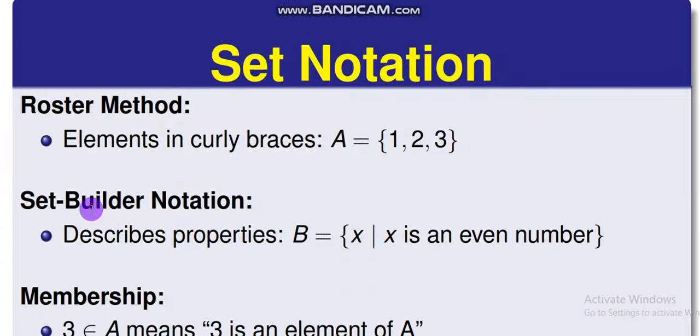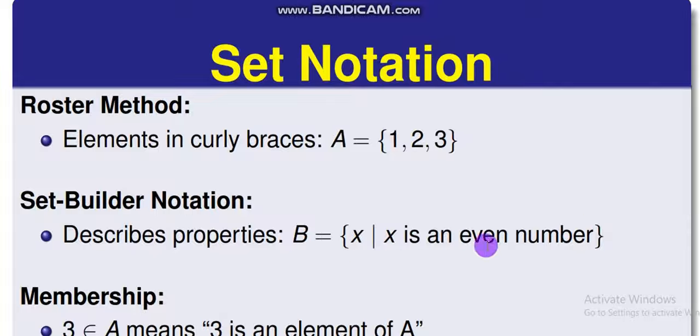Okay. When you use notation in this way, we call it the roster method. Then we have another way of writing a set, and that one is set builder notation. Set builder notation describes properties. For example, we have set B is a set of X such that X is an even number.